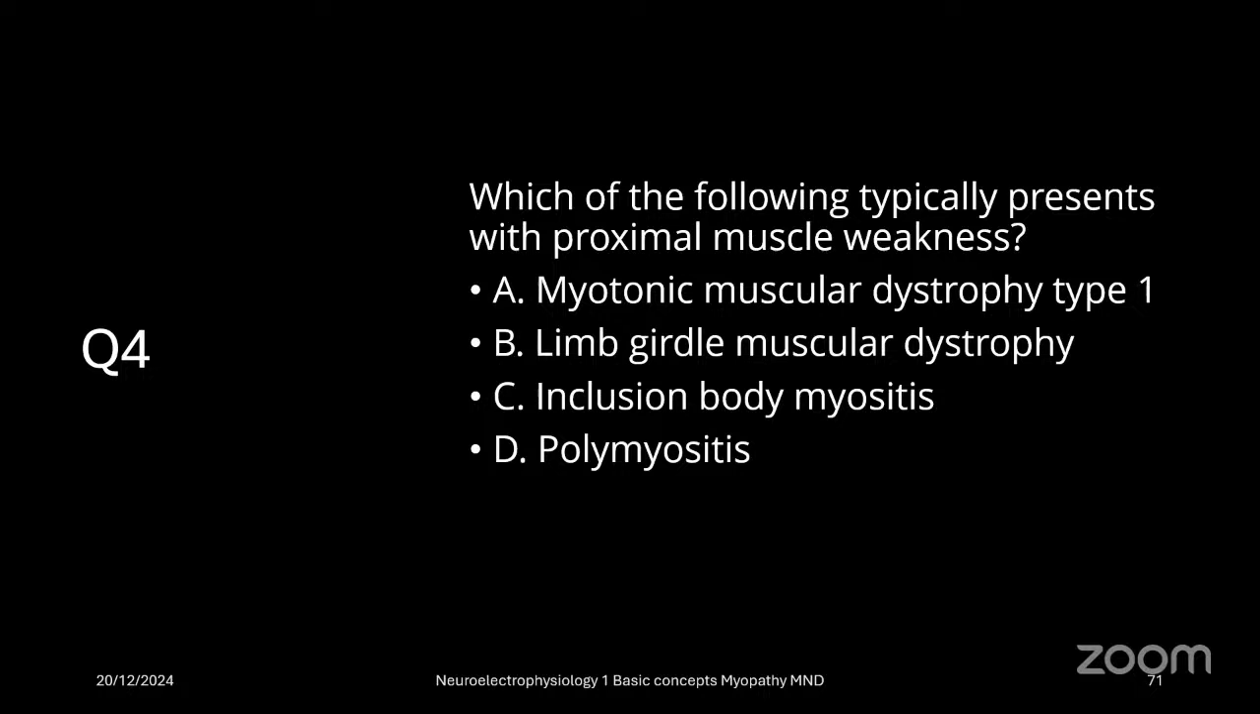D. Limb girdle. Girdle muscle. B. You say B. It presents with proximal muscle weakness. Which of the following typically presents with proximal muscle weakness?